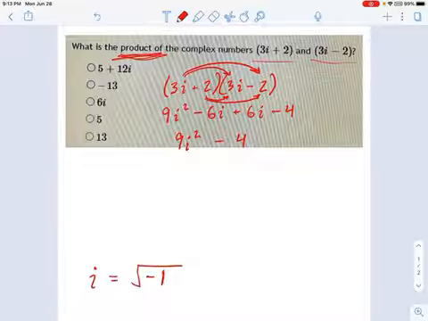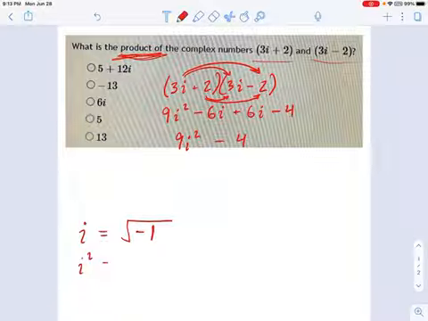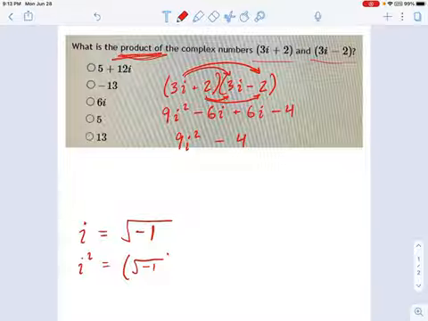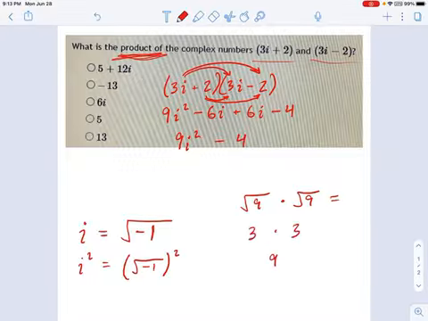Well, if i equals the square root of -1, remember this? If i equals the square root of -1, then i squared equals the square root of -1, squared. Well, the square root and the square cancel each other out, right? What's the square root of 9? Just as an example, square root of 9 times the square root of 9. Well, that's just 3 times 3, which is 9. Or in other words, those square root signs cancel each other out. Okay, that's what happens when you multiply square roots together.